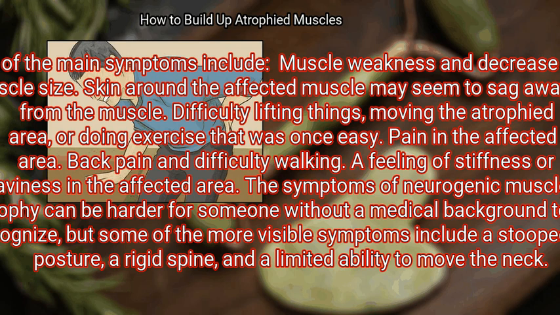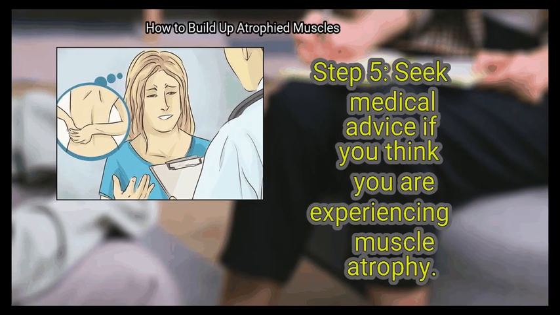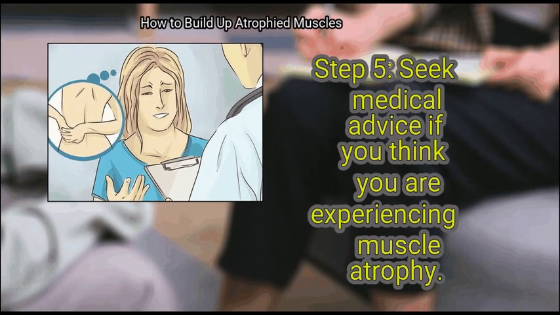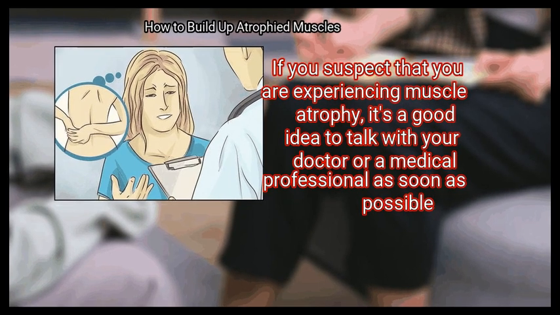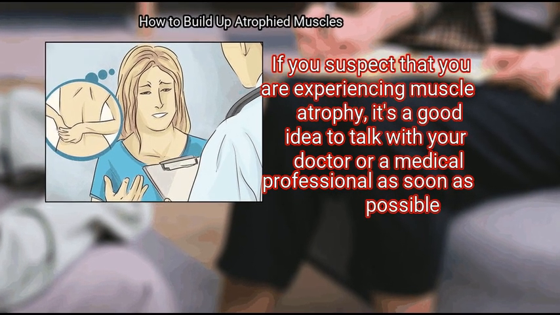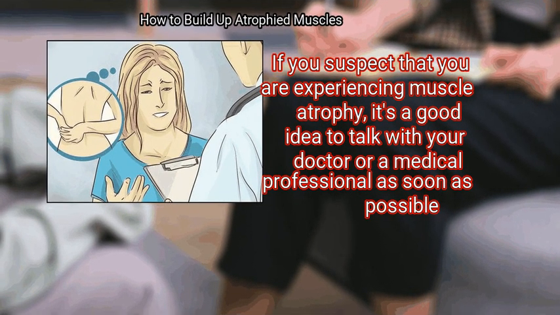The symptoms of neurogenic muscle atrophy can be harder for someone without a medical background to recognize, but some of the more visible symptoms include a stooped posture, a rigid spine, and a limited ability to move the neck. Step 5. Seek medical advice if you think you are experiencing muscle atrophy. If you suspect that you are experiencing muscle atrophy, it's a good idea to talk with your doctor or a medical professional as soon as possible.